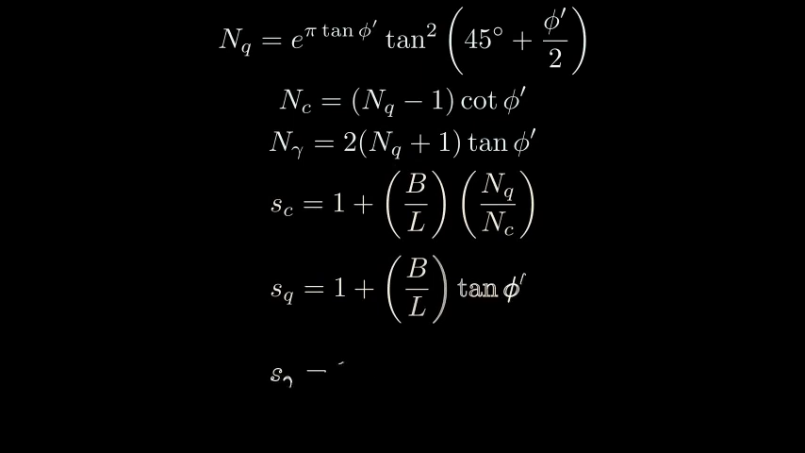Shape factors adjust for non-strip footings. For square or rectangular footings, we compare B over L. S sub C equals 1 plus B over L times N sub Q over N sub C. S sub Q equals 1 plus B over L times tan phi prime. And S sub gamma equals 1 minus 0.4 times B over L.